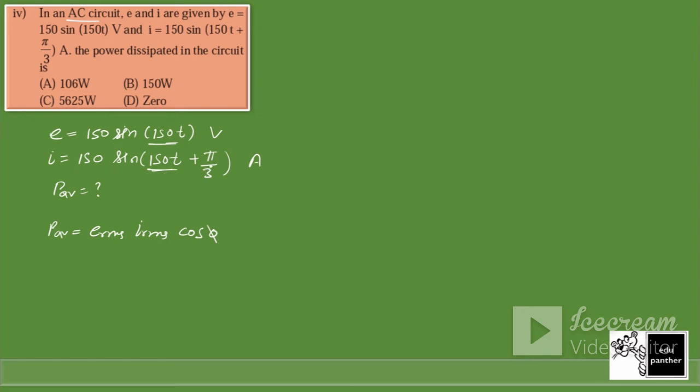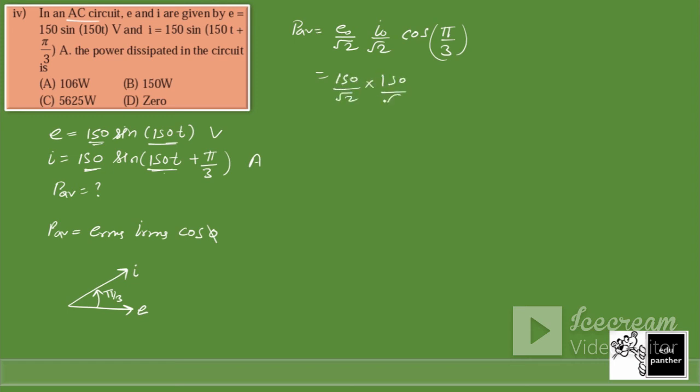When you draw the phasor diagram of this equation, you will get it like this. This is E, and I will be pi by 3 more than E. So we got phi as pi by 3. Now substitute the values. Average power: ERMS is E0 by root 2, and IRMS is I0 by root 2, and cos 60, that is, pi by 3. E0 is this one and I0 is this one. So 150 by root 2, 150 by root 2, into cos 60. Cos 60 is nothing but 1 by 2.